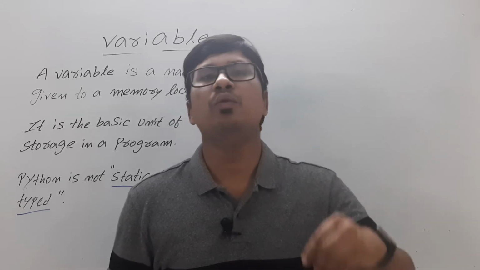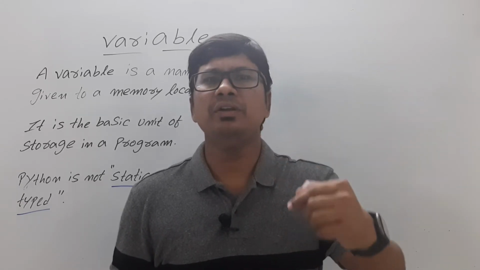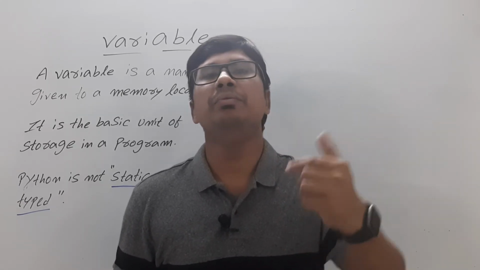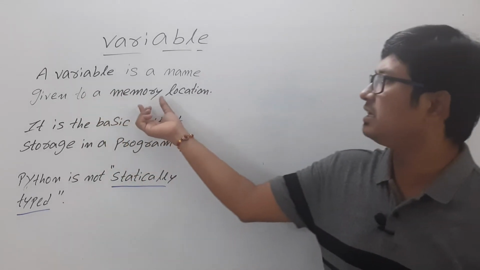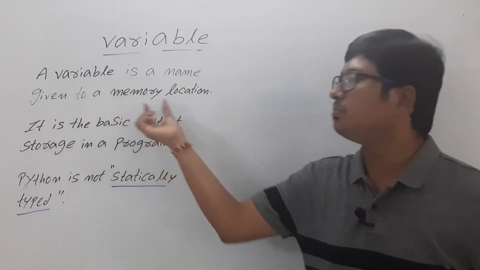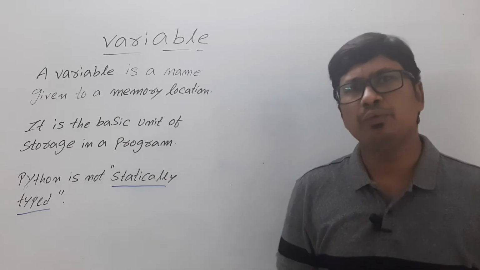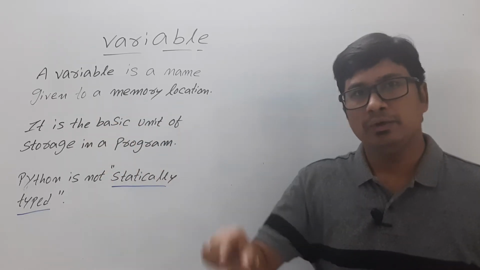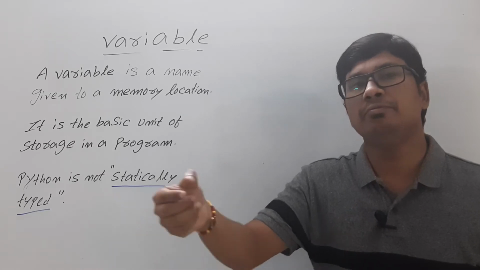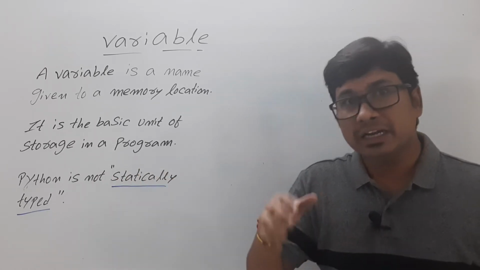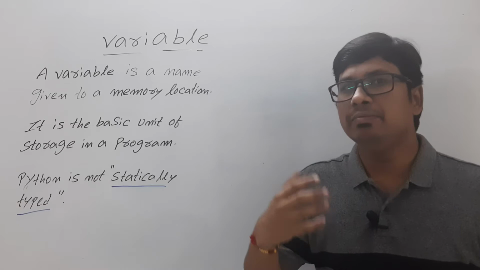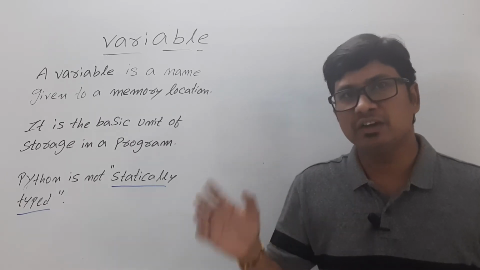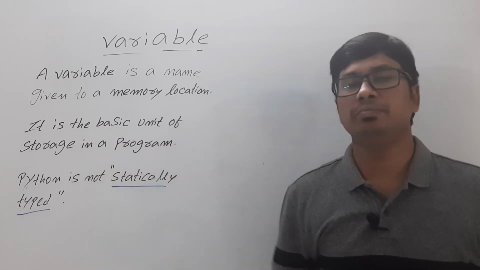First, let me define what is a variable. A variable is a name given to a memory location. Is it clear? It is a name given to the memory location. Now, whenever we want to store something, it will be stored in a particular location of the memory. We will access the memory with the help of the address. But remembering the address will be very difficult. So instead of that, we will give a name to that memory location.